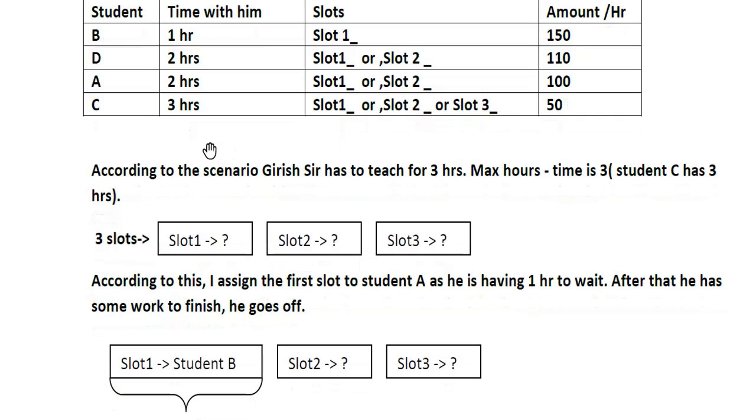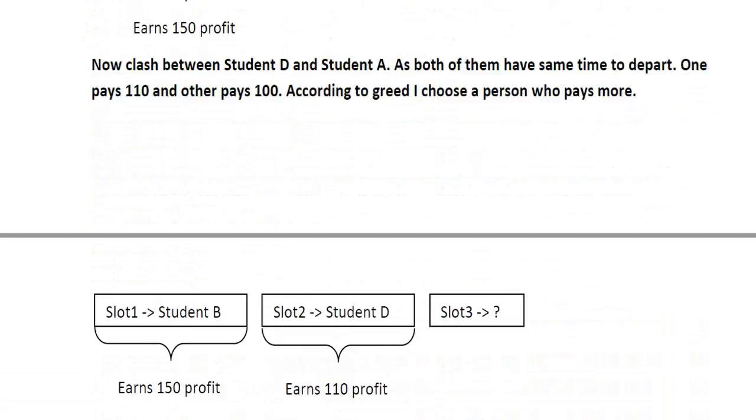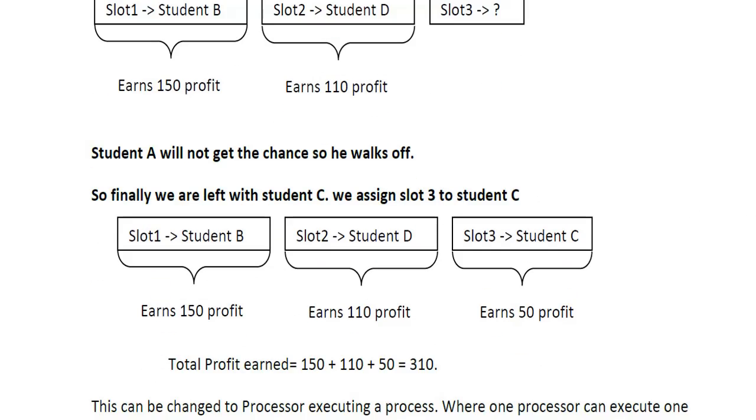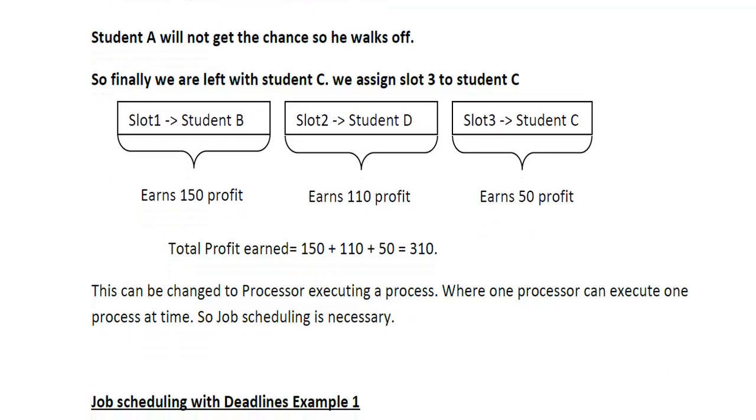So slot A, student A is paying me 100 rupees, but the student will not be assigned a slot because he has only 2 hours, and those 2 hours have already been given to student B and student D. So student A will walk off without learning anything. Finally, we are left with student C, who can be assigned the final slot, and I'll be earning rupees 50. So the total profit earned by teaching student B, student D, and student C would be 310.